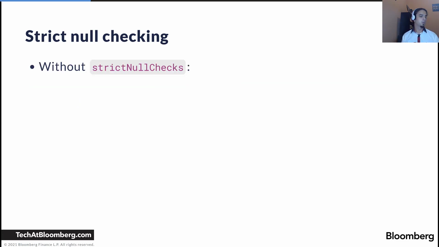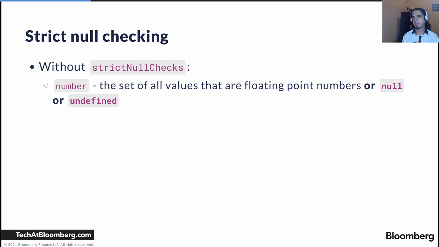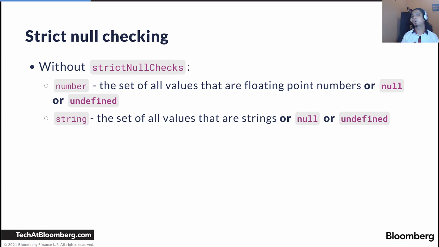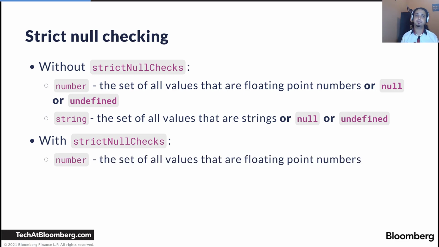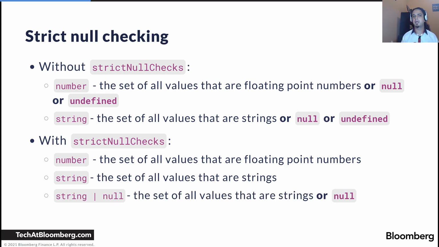Now, when I said previously that number is the set of all floating point numbers, what I meant was, if we don't have strict null checking on, that it is the set of all possible numbers and the values null or undefined. Similarly, string is the set of all string values, or null or undefined. Now, if we enable the strict null checking flag, number just becomes the set of all floating point numbers without null or undefined, and similarly for string. And if we want to allow null or undefined, we can actually union the base types with null or undefined to allow those values back into the sets represented by those types.